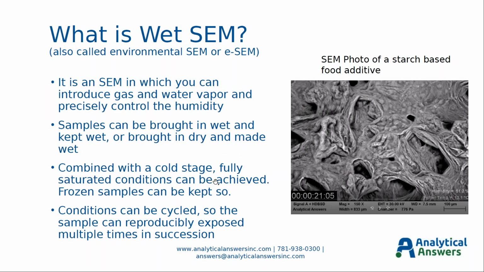Combined with mounting the sample on a cold stage, you can look at fully saturated conditions, or you can bring in frozen samples and keep them frozen during the imaging and the analysis to, again, prevent phase changes where they're undesired. And where you are trying to introduce changes, you can cycle them through reproducibly so you can look at multiple exposure times when exposing a sample to different humidity conditions.